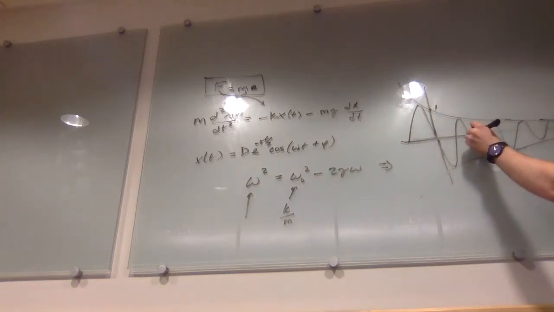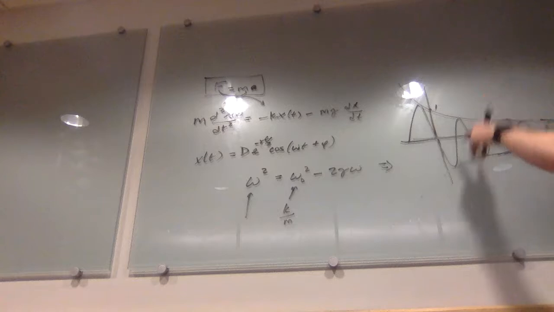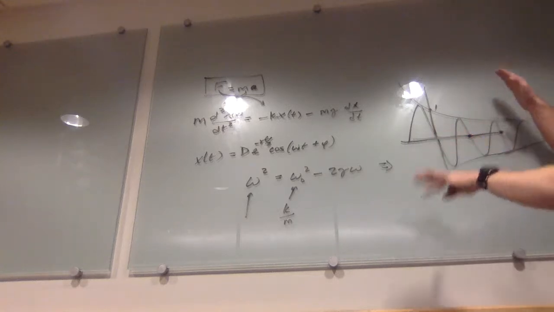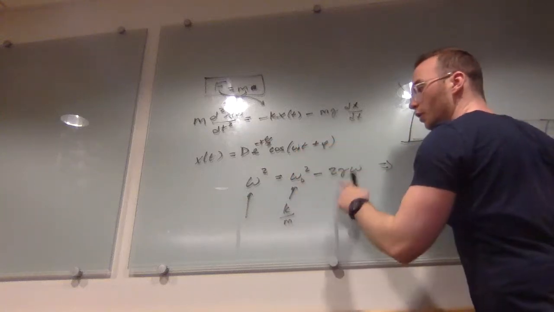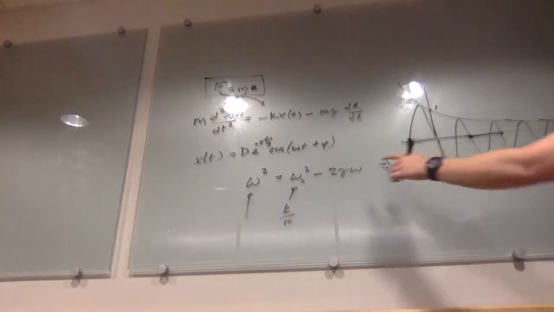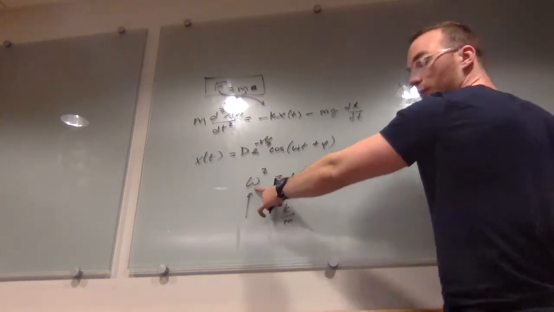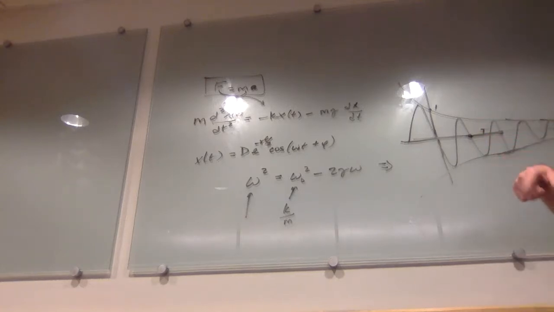The difference between this and the free one is not just that it's squashed. It's not just a squashed normal wave. This omega is not omega naught. Because there's some damping, this is going to be a smaller frequency and therefore a longer period. So this t is a little bit longer than if it was free. It's not just squashed, it's also spread out a little bit.